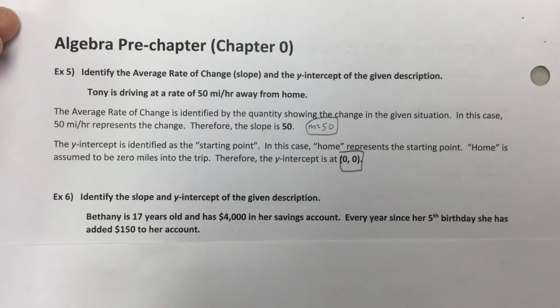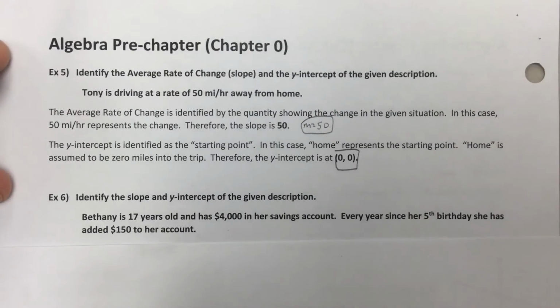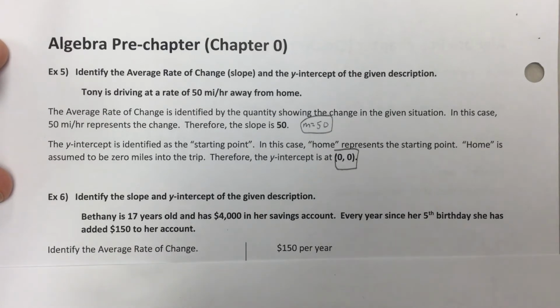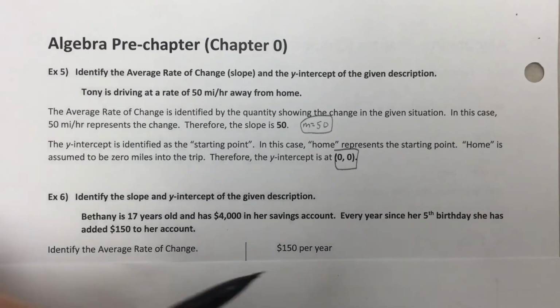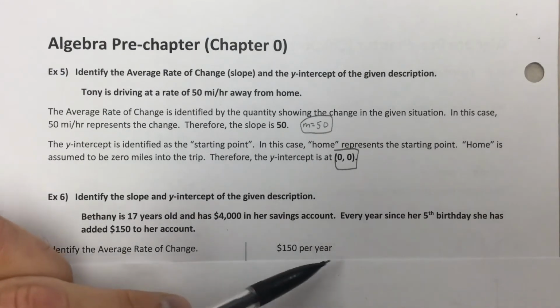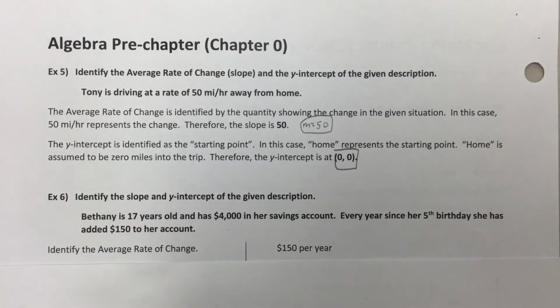Same directions here. It says Bethany is 17 years old and has $4,000 in her savings account. Every year since her 5th birthday, she has added $150 to her account. So the average rate of change is how the account is changing. It says it's adding $150 in the account every year. So that's how the account is changing, $150, and we can write per year, for every year. So it's dollars per year.